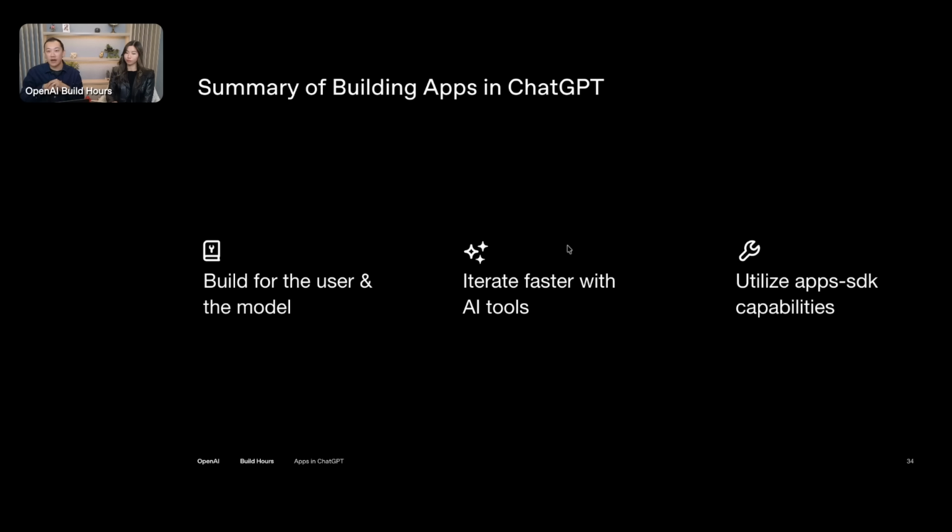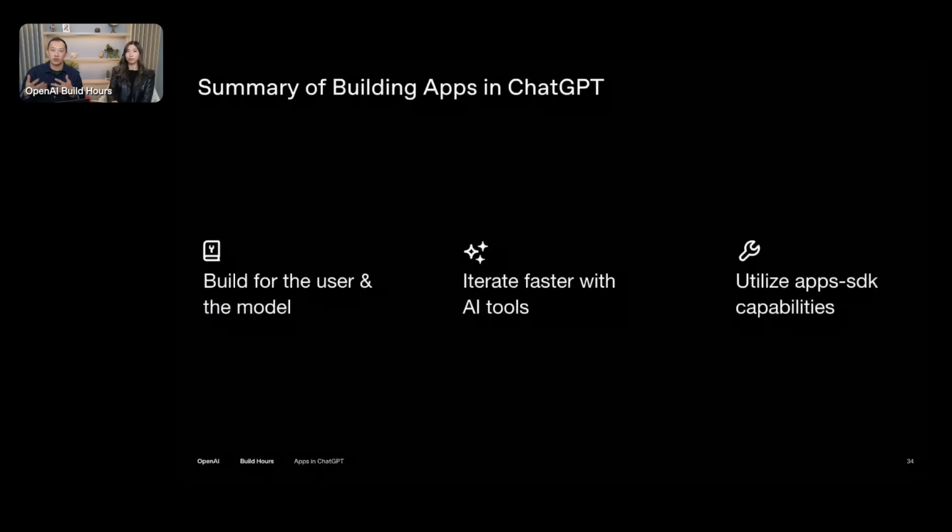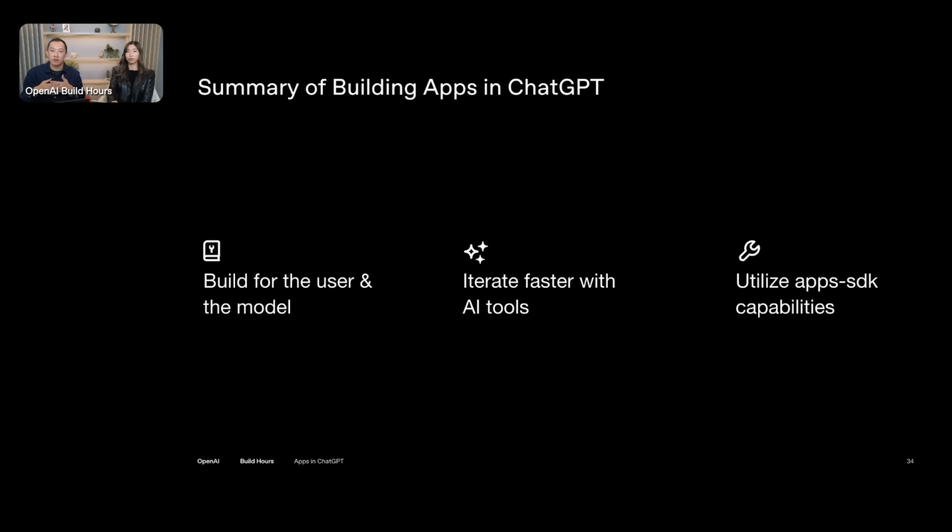You can iterate faster with AI tools. With just a single prompt, I used Codex to generate some scaffolded code and then had a very basic app. And you can continue iterating and using things like our Docs MCP server to load in all that context in an AI-first manner to start building and iterating. And then last but not least, utilize the capabilities that are available. If it's full screen mode, if it's trying to do something in real time, be creative and think about what you can build. And I'm really excited to see what you all build here in ChatGPT.